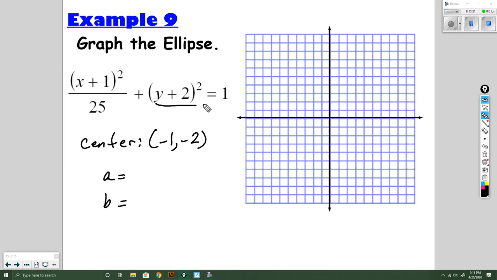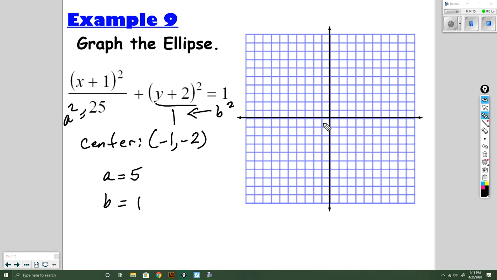Now notice, in terms of y, there's nothing in the denominator. It doesn't appear that there's anything in the denominator. There's always going to be an implied denominator, and that implied denominator is 1. So that means b squared is 1. If we take the square root, that means b is 1. a squared is 25, so that means a is 5.